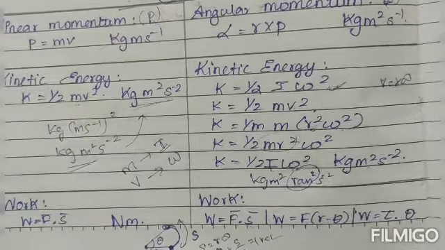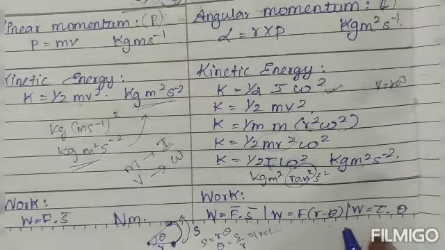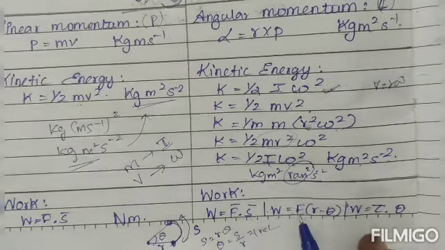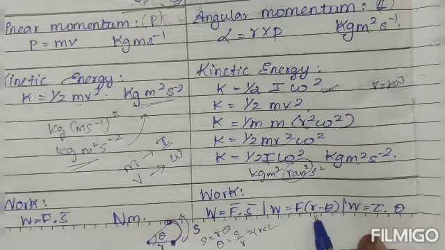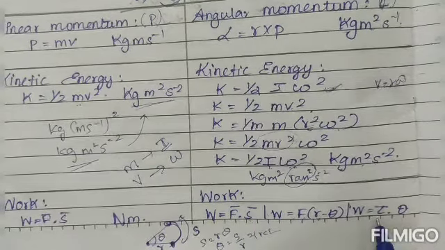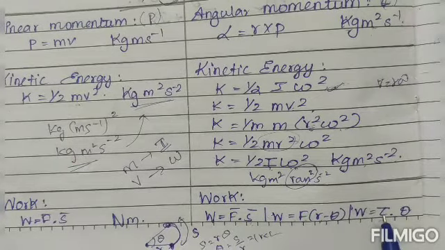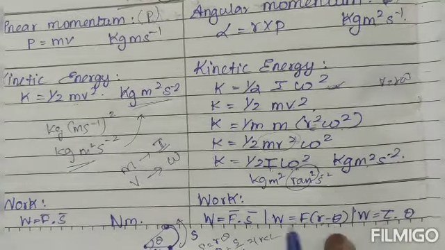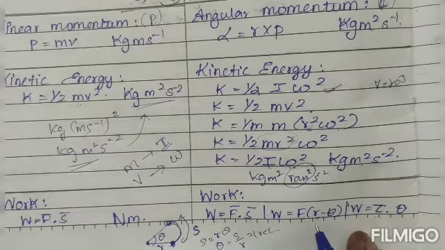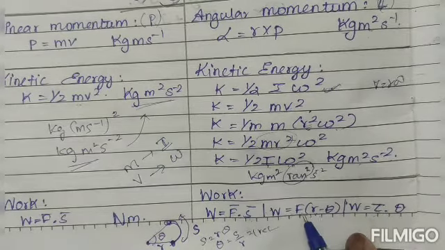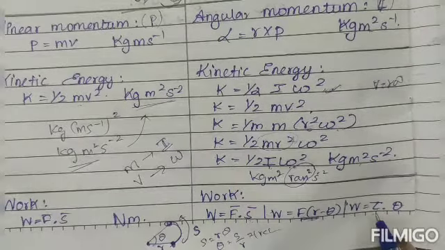Okay, right. So the next one: force into radius. Normally, force with the radius is torque. The torque symbol is tau. Please listen. Just as linear momentum with the radius is angular momentum, force with the radius becomes torque.